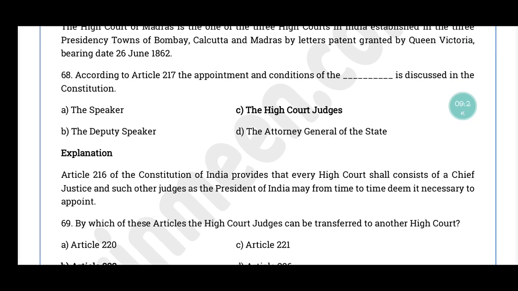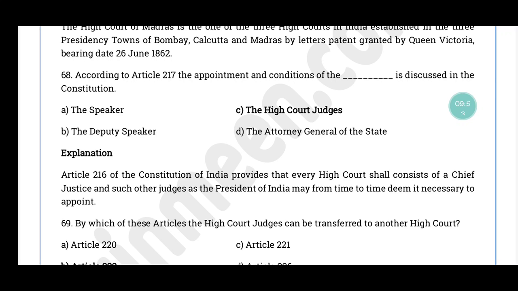Question number 68. According to Article 217, the appointment and conditions of the ___ is discussed in the Constitution. The correct answer is option C, the High Court judges. Article 217 of the Indian Constitution provides that the High Court shall consist of a Chief Justice and such other judges as the President of India may from time to time deem necessary to appoint.